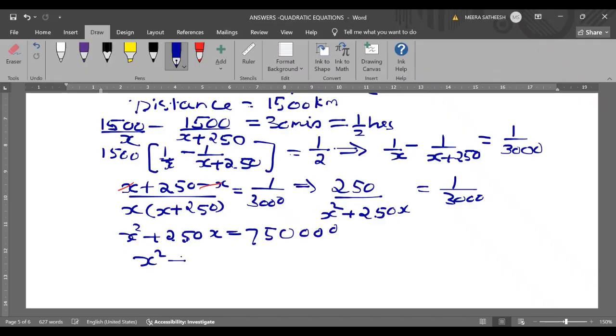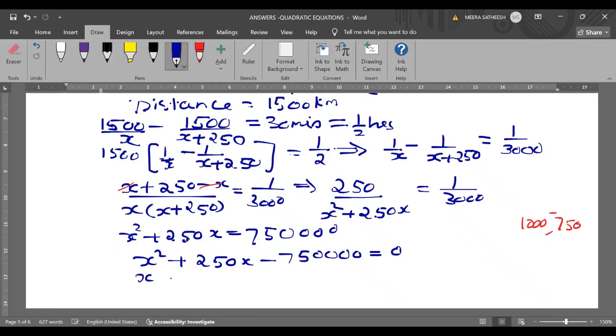So x square plus 250x minus 750,000. Count all the zeros properly. If you miss one zero, then you won't get the answer, and you will get confused about where you went wrong. So very carefully put the zeros. Now how will you get the product and the sum? Very easy here. 1000 and 750 are the numbers. Their product is this. And here it is negative, no? So one number positive, one number negative. So 1000 and minus 750. Correct. Their difference is 250.